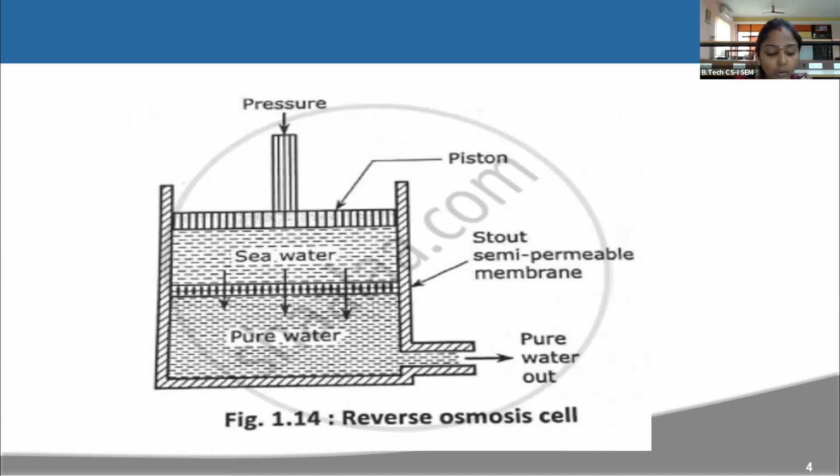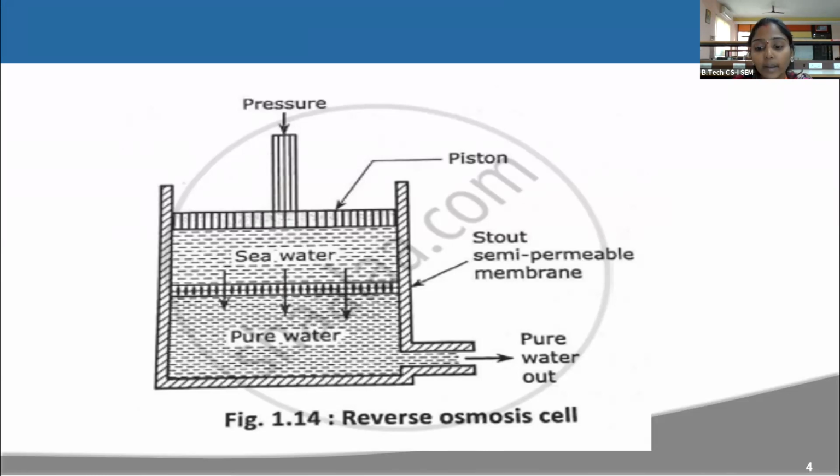We call it semi-permeable because it allows only certain molecules. It allows only solvent. Solvent is nothing but water, pure water only. It does not allow the ions or the minerals or colloidal matter. It doesn't allow the ions, minerals, and colloidal matter present in the water.